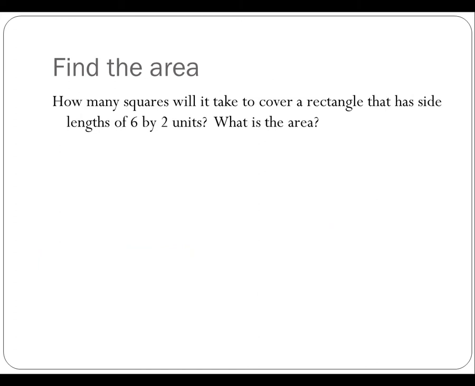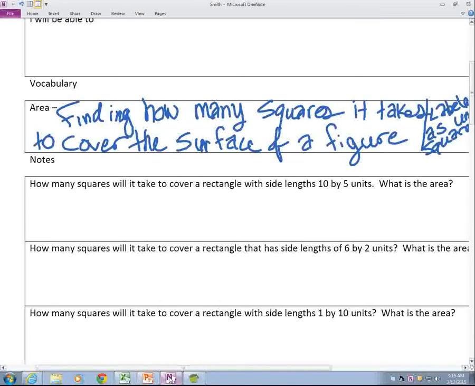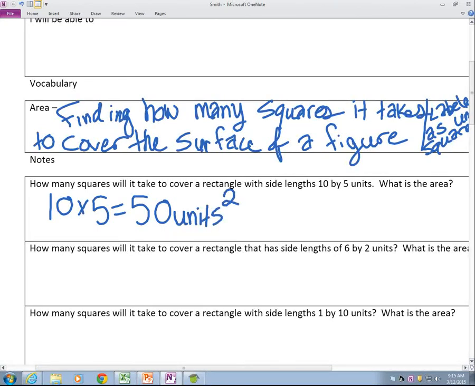I'm going to close this. Let's go back to our notes. So it's going to be 10 times 5 equals 50. 50 cents? No, 50, darn it. 50 units squared. That's what it is, because there's 50 squares in there.